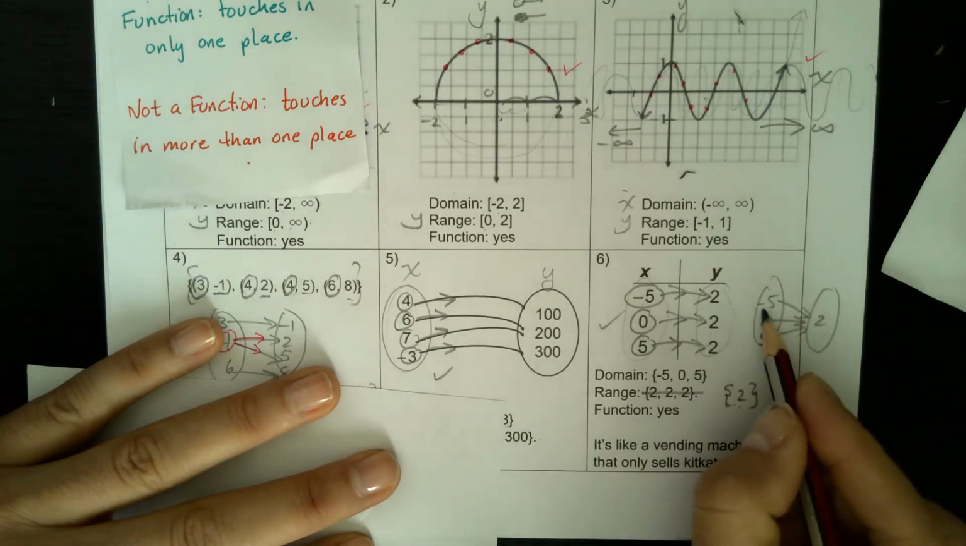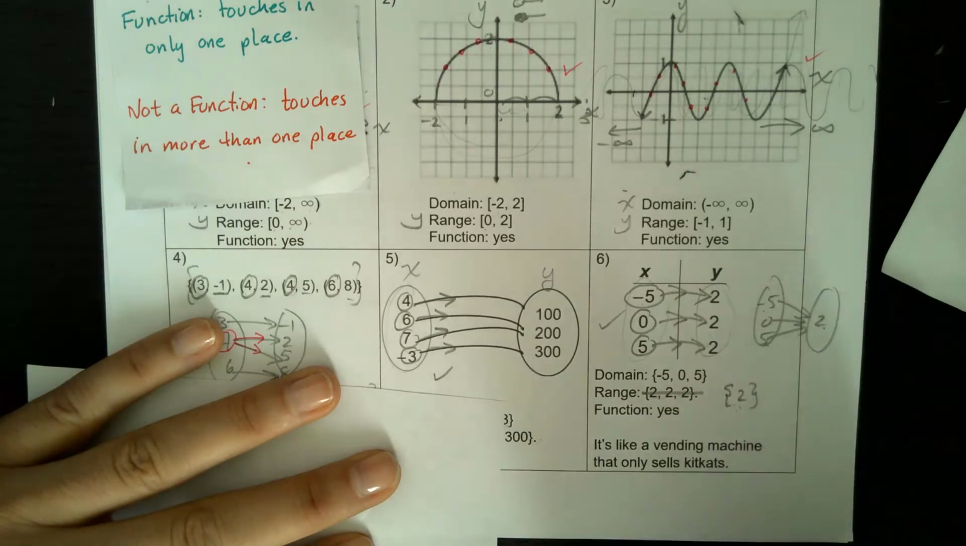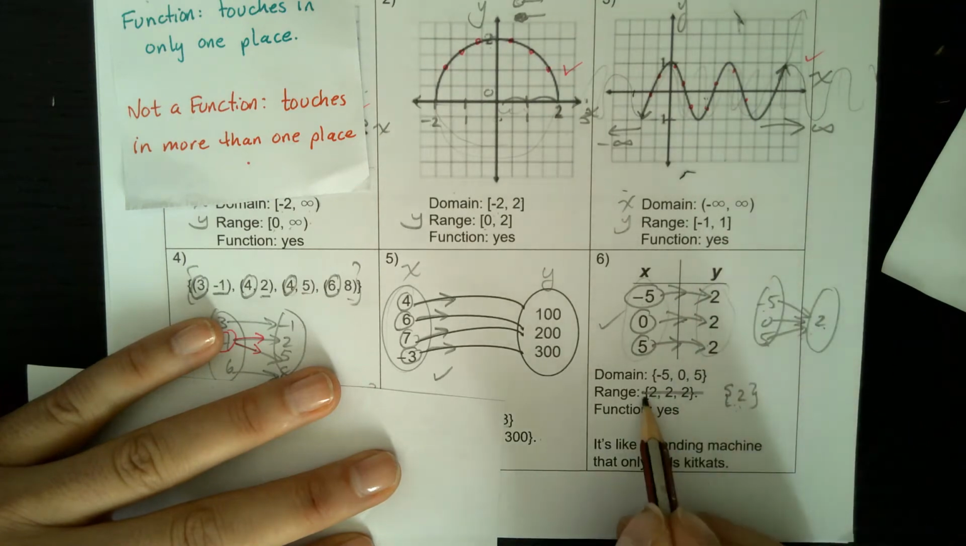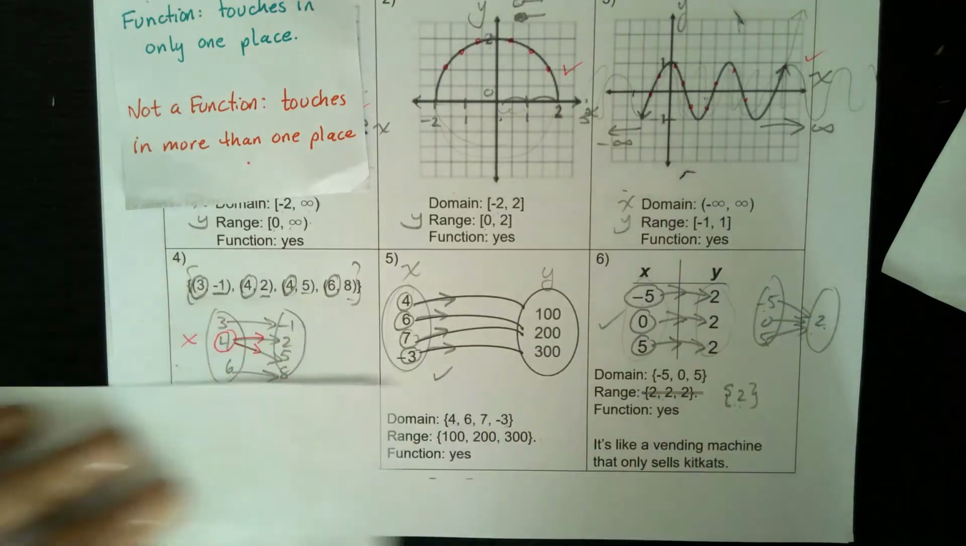If I push a -5, a 2 comes out. If I push 0, 2 comes out. If I push 5, 2 comes out. So I write it like that. Okay, you can write it this way or this way for a table or a mapping, but for a set, you should not write repeats.